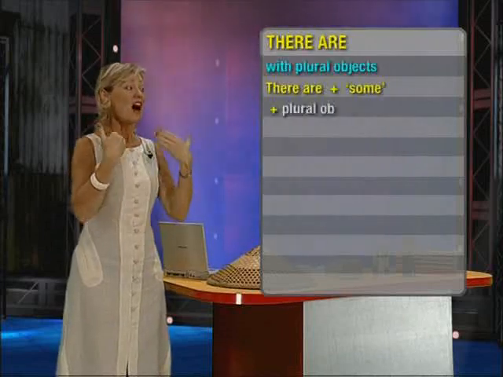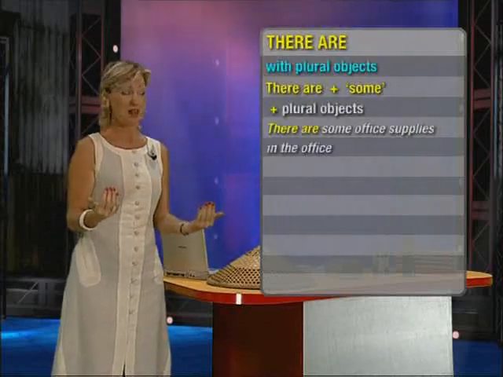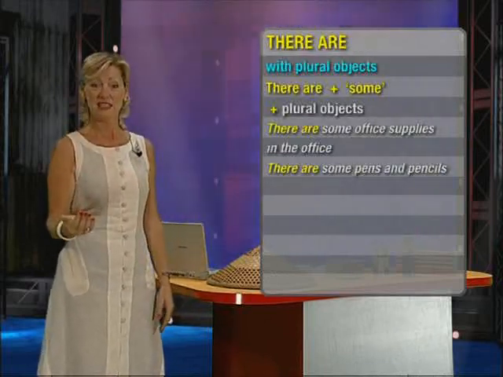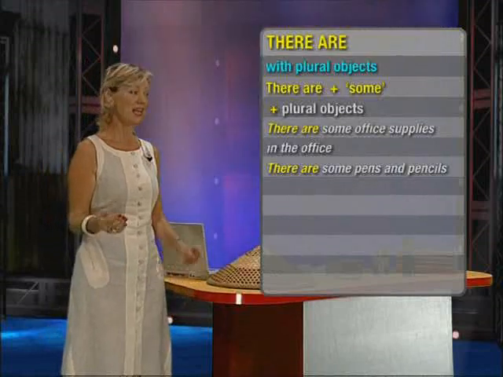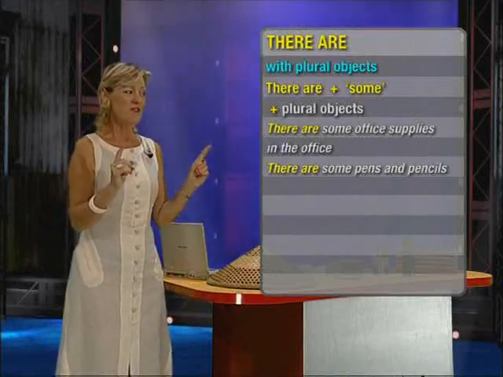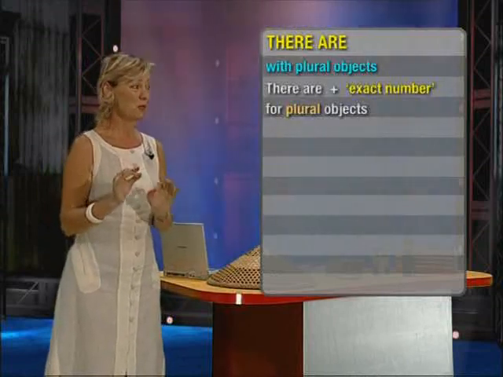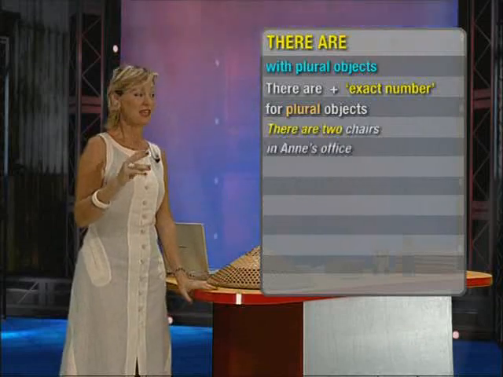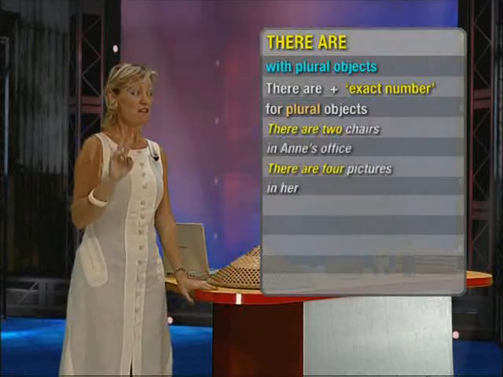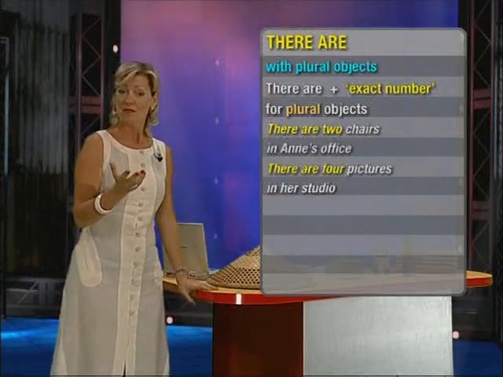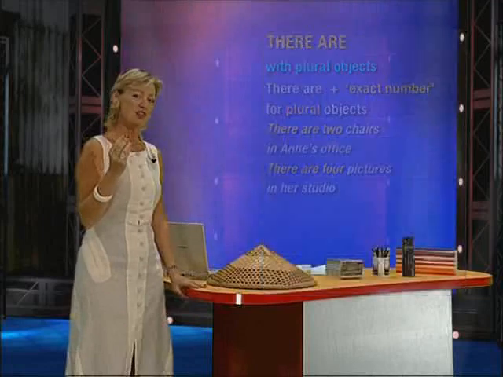Now look at the plural form. We say there are some office supplies in the office, and there are some pens and pencils. And we also use that for the exact number of plural objects. So, for example, there are 2 chairs in Anne's office, and there are 4 pictures, for example, in her studio. All right, so that's an introduction to there is and there are some.